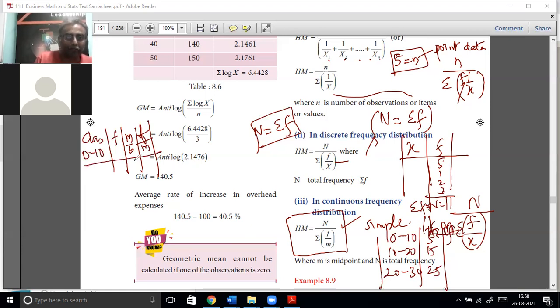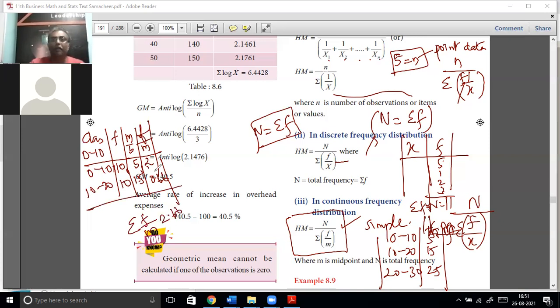So for 0 to 10, the mid value will be 5, and the frequency is, let us say, 10, so 10 by 5 will be 2. Let's say this is 10 to 20, the mid value is 15, and again the frequency is 10. 10 by 15 is 0.66. Like that. Then you have to get the sigma of f by m. 2 plus 0.66 is equal to 2.66, supposing only two values are given. When you do a sum, you will understand that.